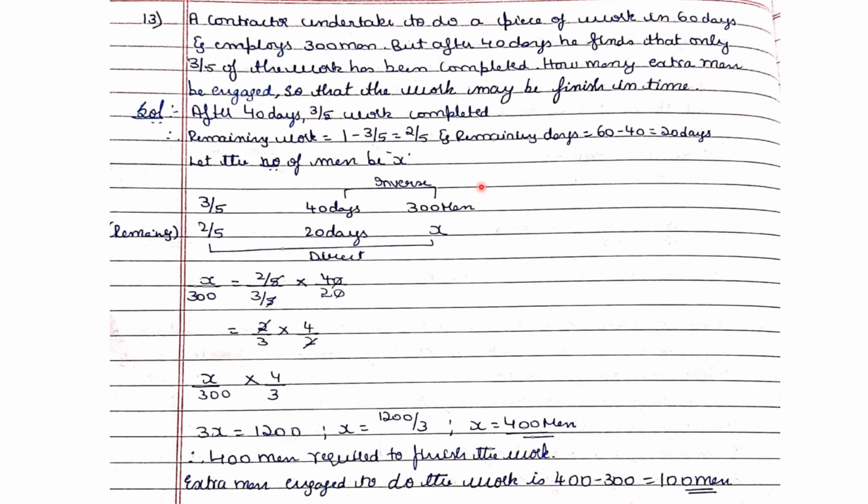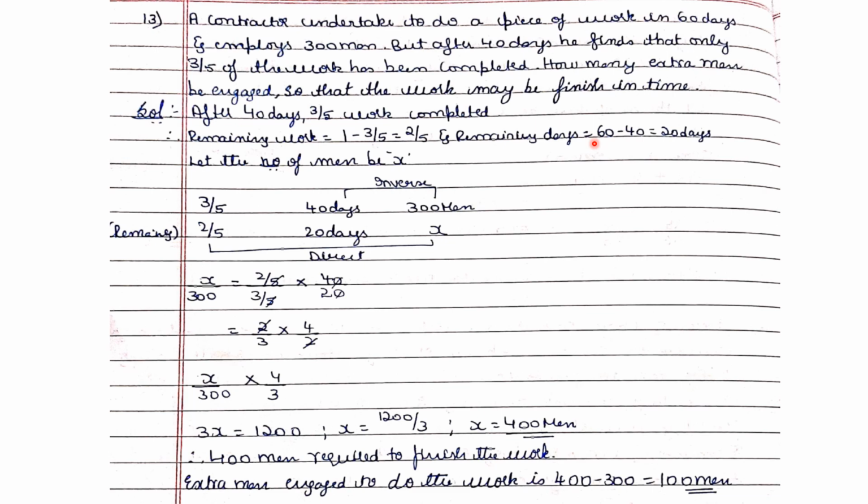A contractor undertakes to do a piece of work in 60 days and employs 300 men. But after 40 days, he finds that only 3/5 of the work has been completed. How many extra men have to be engaged so that the work may be finished in time? So after 40 days, only 3/5 of the work was completed. If the total work was 1, now find out the remaining work. 1 minus 3/5 is equal to 2/5. So the remaining days, how much do you have?